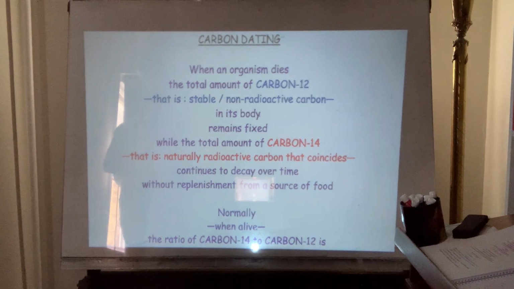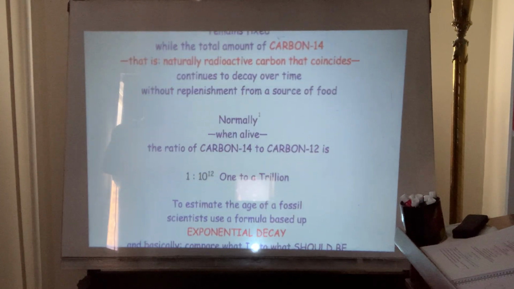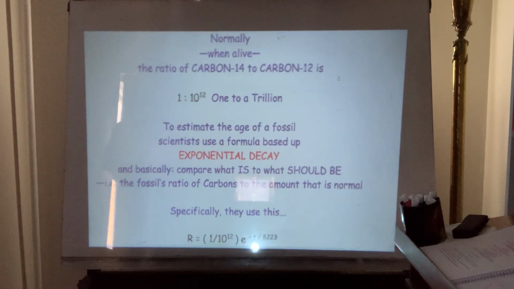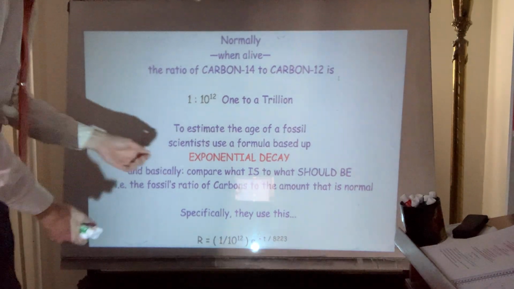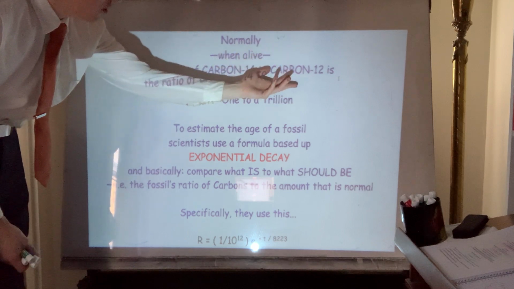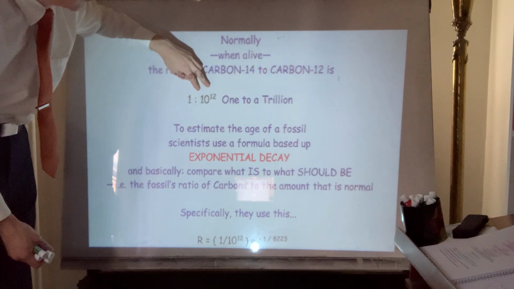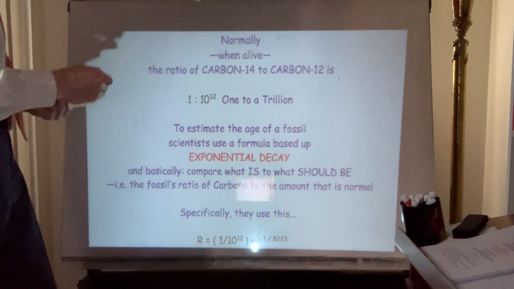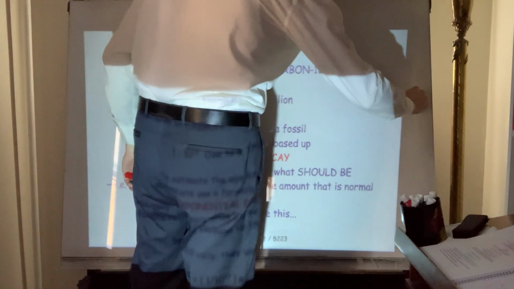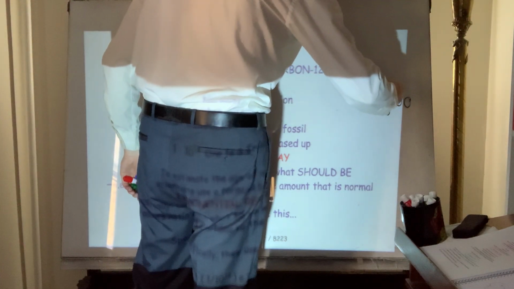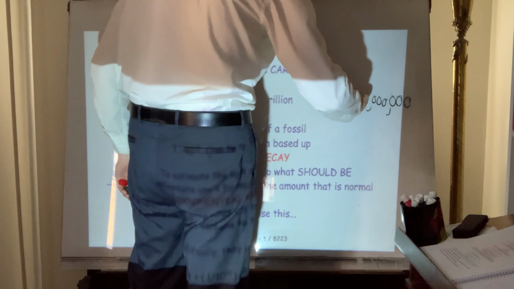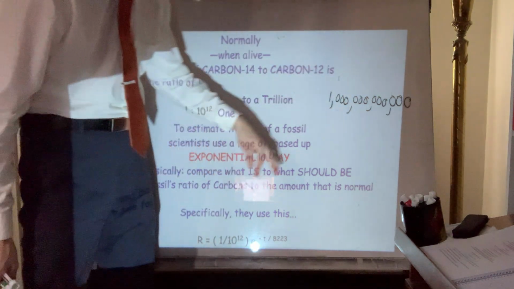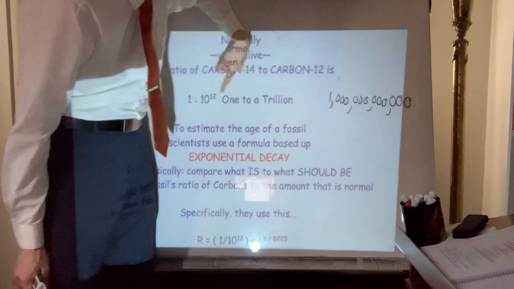This is how we date things that are normally very old. Normally, when alive, right? That sounds silly, right? The ratio of the amount of carbon-14 to the amount of carbon-12 is 1 to 10 to the 12th. That's 1 to a trillion, right? A trillion being something like this, 12 zeros: 0, 0, 0, comma, 0, 0, 0, comma, 0, 0, 0, comma, 0, 0, 0, 1. All right? 1 trillion. At least in the United States, that's the way that we have the nomenclature.